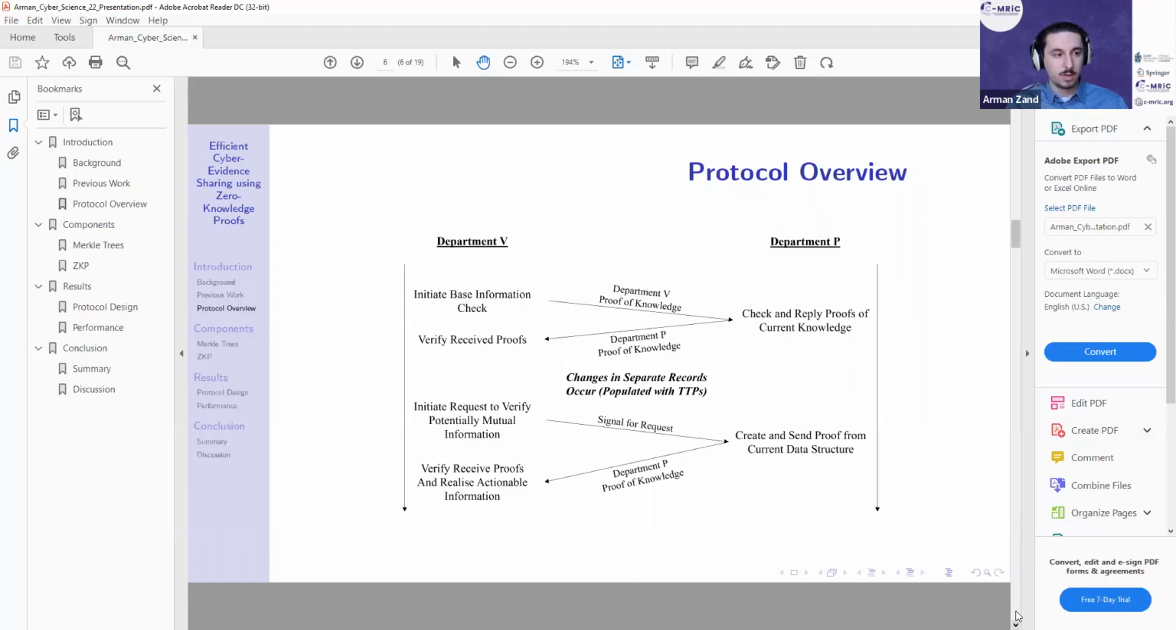And after a while, the data set changes. They populate them with TTPs, tactics, techniques, and procedures, for example, in the cyber intelligence field. And after a while, they do a check again, and they send a proof of what knowledge they have, and they can check again what mutual information they have, verify their mutual information and realize any actions that they can take.